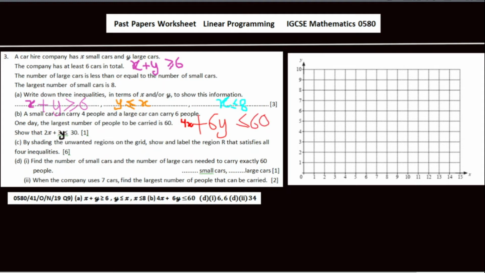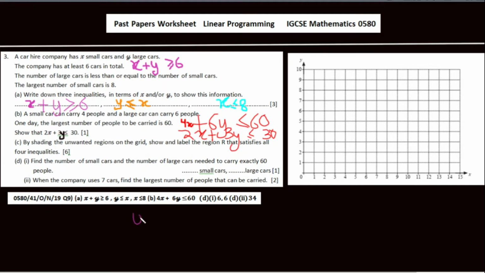Okay, now when you simplify this, divide by 2 on both sides, we get 2x plus 3y less than or equal to 30, which needed to be shown. Okay. By shading the unwanted region on the grid, show and label the region satisfied by all 4 inequalities. So we need to sketch the 4 inequalities.